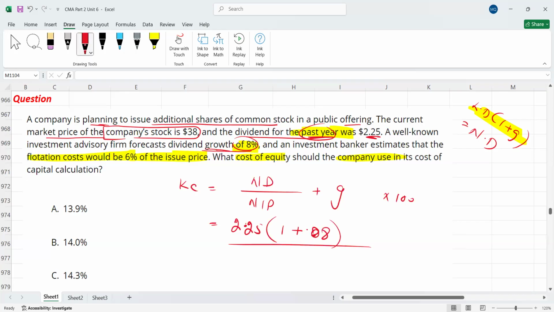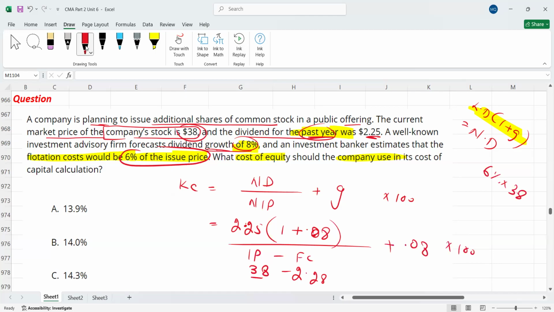Divided by net issue proceeds. Net issue proceeds, I'll take the issue price minus flotation cost. The issue price is not specifically given, so we can use the market value and assume stocks are being issued at market value, which is $38. And flotation cost is what? 6% of the issue price, so 6% of $38. If you take $38 times 6%, it is going to be 2.28. And now plus growth. Growth is 0.08, times 100.